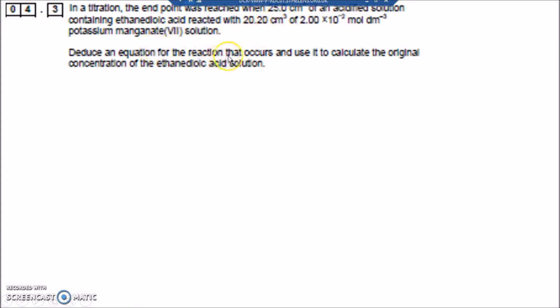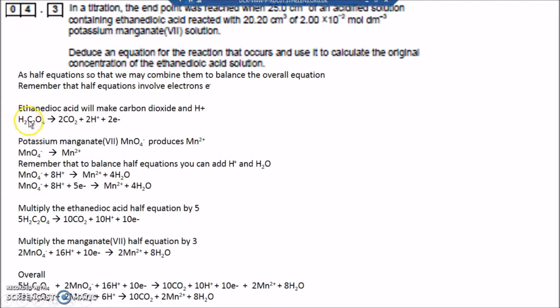But it also asks for an equation, and the equation I don't know, so I'm going to have to work it out. And with titrations such as this, you have to produce two half equations and then combine the two. Otherwise it's just too complicated to work out. So let's try and work it out systematically. Ethanedioic acid. Do I know the formula of ethanedioic acid? Yes, I do. It's H2C2O4 from the previous question.